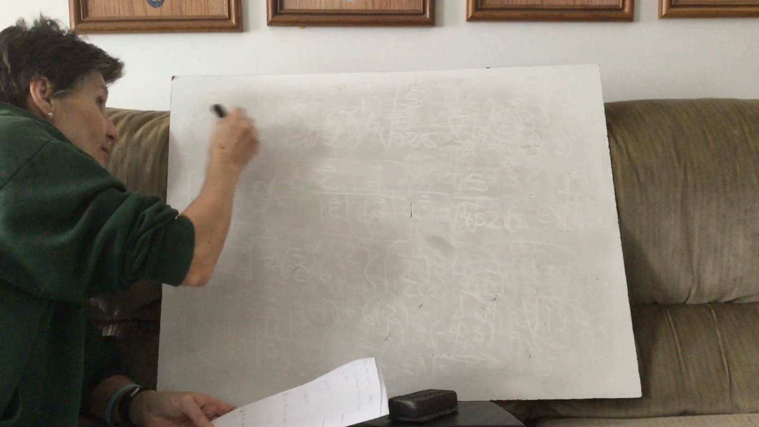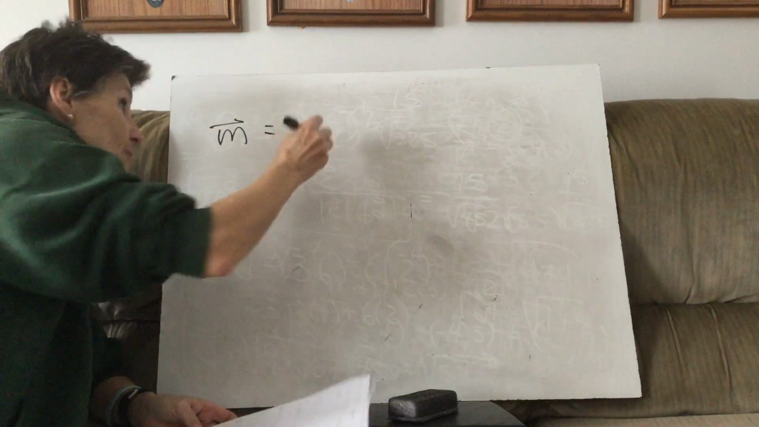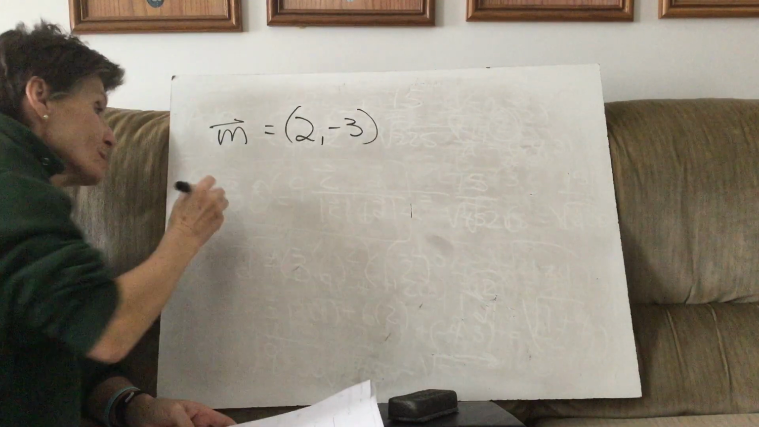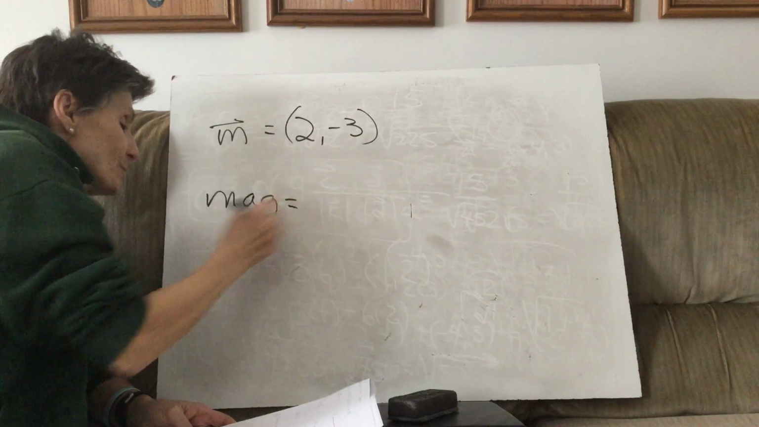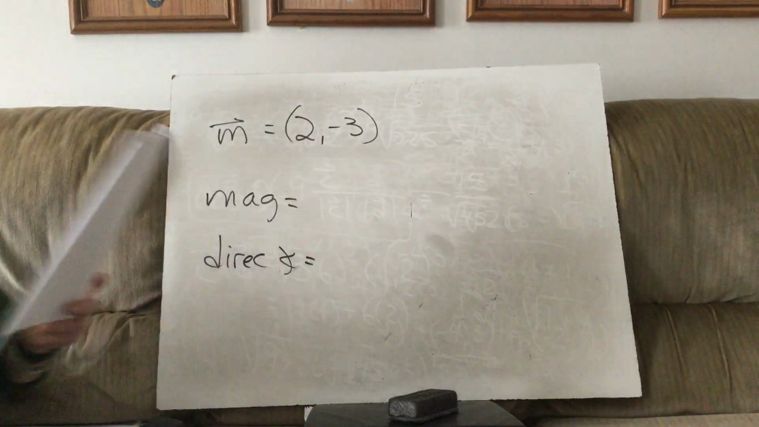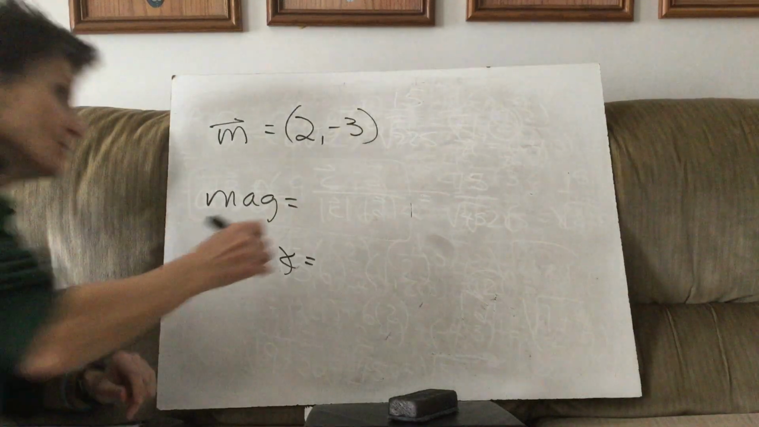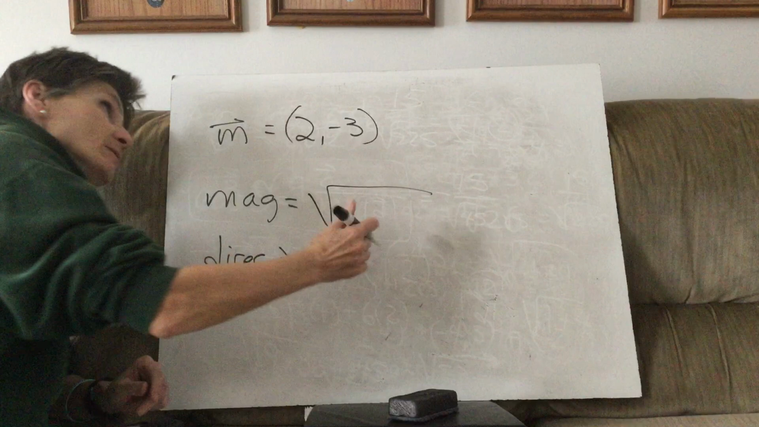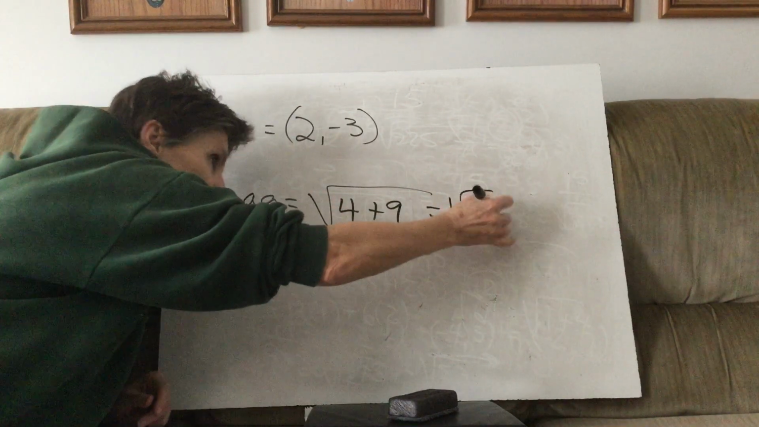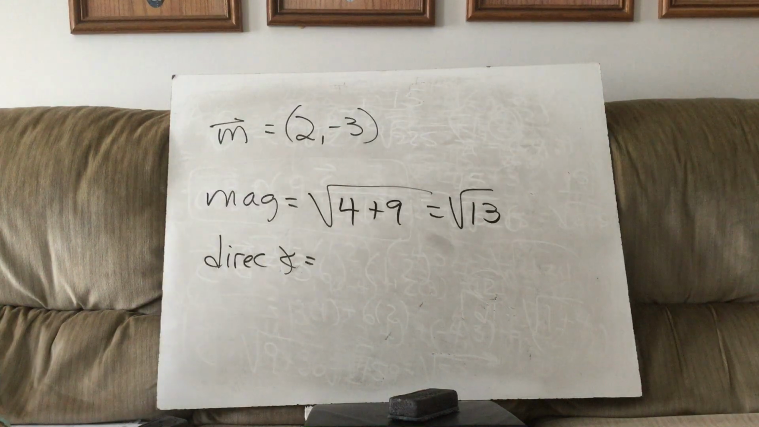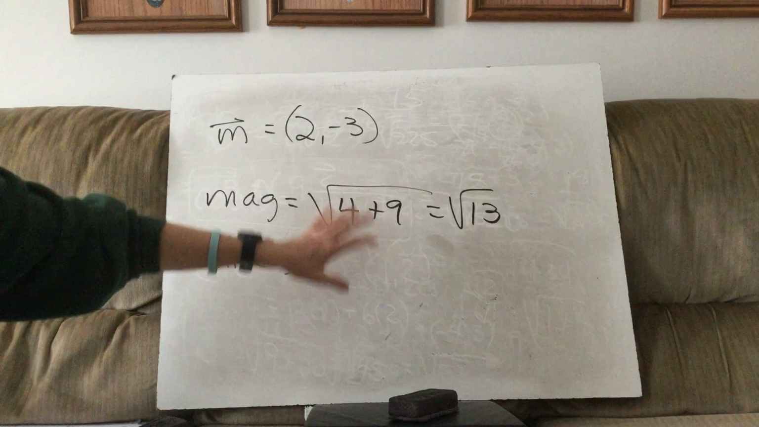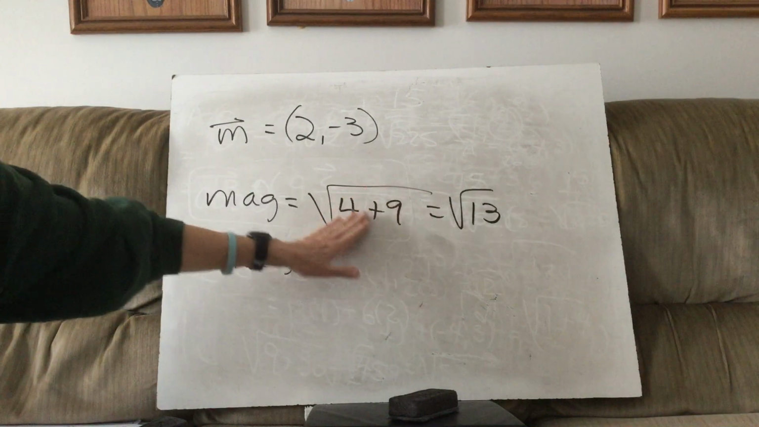Okay, now I have a vector 2, -3, and I am once again going to find the magnitude and the direction angle. Magnitude is easy. I keep saying that. We keep doing it. Square the first one, square the second one, add them up, and take the square root. So magnitude is done. The magnitude is the square root of 4 plus 9. Remember, there's never any negatives under here.